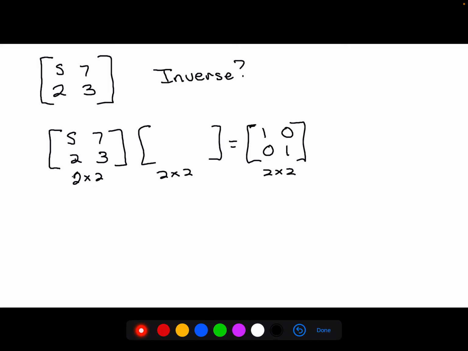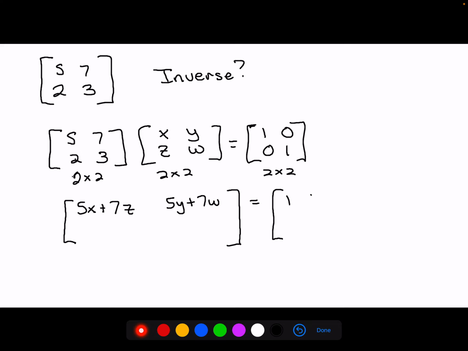All right, so we're going to do a little algebra. We're going to put an x, y, z, w in here, and we're going to solve for them. So we're going to multiply the two matrices. Row 1 times column 1 will give me 5x plus 7z. Row 1 times column 2 will give me 5y plus 7w. I already know it has to equal this. Row 2, column 1 would give me 2x plus 3z. Row 2, column 2 would give me 2y plus 3w.